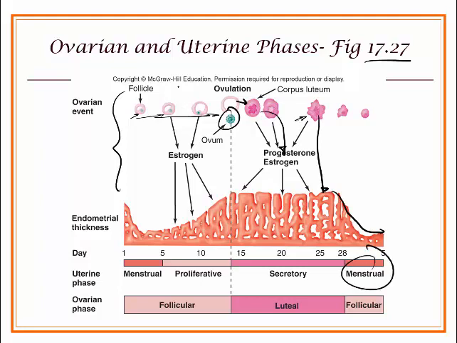When that dies, we're no longer supporting the uterine lining, and it's going to drop off and slough during menses. When estrogen is being produced, the uterus is being stimulated to grow. And when progesterone and estrogen are present, we maintain the uterus.